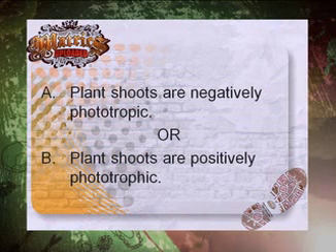The learners made a hypothesis that was ultimately upheld by the investigation. What do you think their hypothesis was for this investigation? Well, was it A, plant shoots are negatively phototropic? Or B, plant shoots are positively phototropic? Their hypothesis was that plant shoots are positively phototropic.